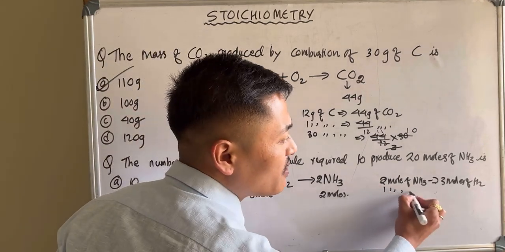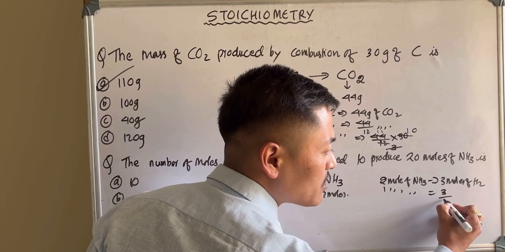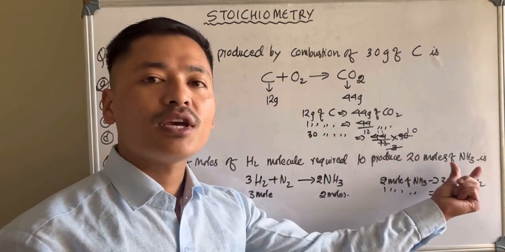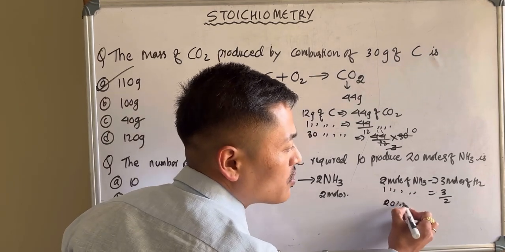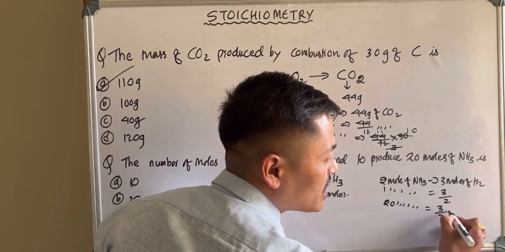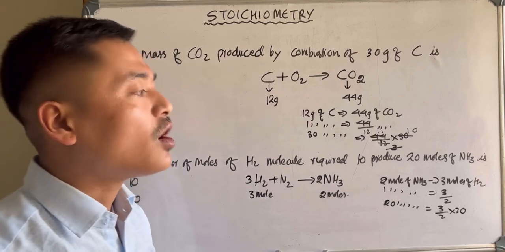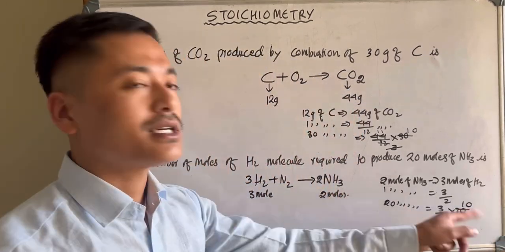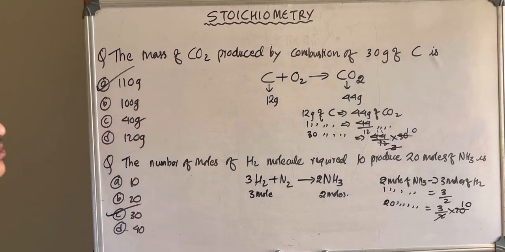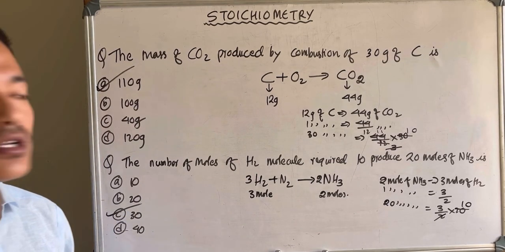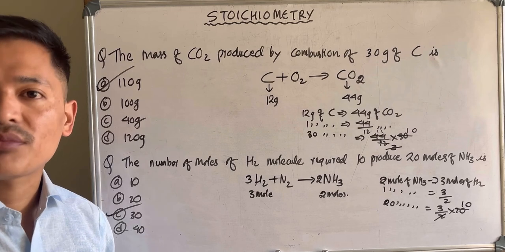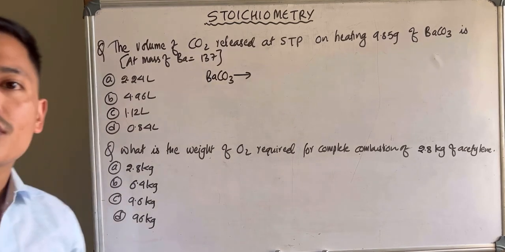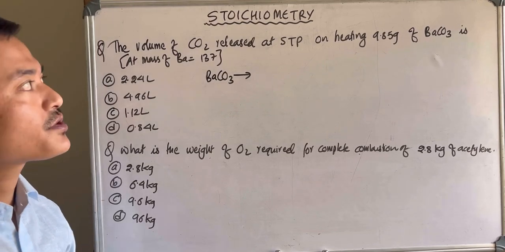Now 1 mole of ammonia will obviously require 3 by 2 moles of hydrogen. But how many moles of ammonia is being produced? That is 20 moles of ammonia. That means 3 by 2 into 20. Now how much hydrogen do you require? If you cancel this, 3 tens are 30. That is why 30 moles of hydrogen is required to produce 20 moles of ammonia. So this is the method. So let us solve a few more questions related to stoichiometry.